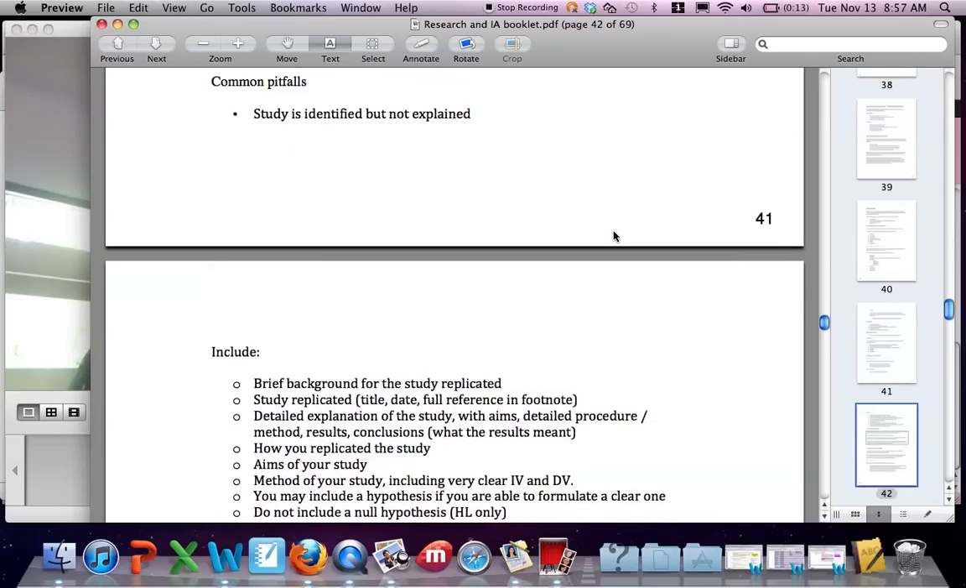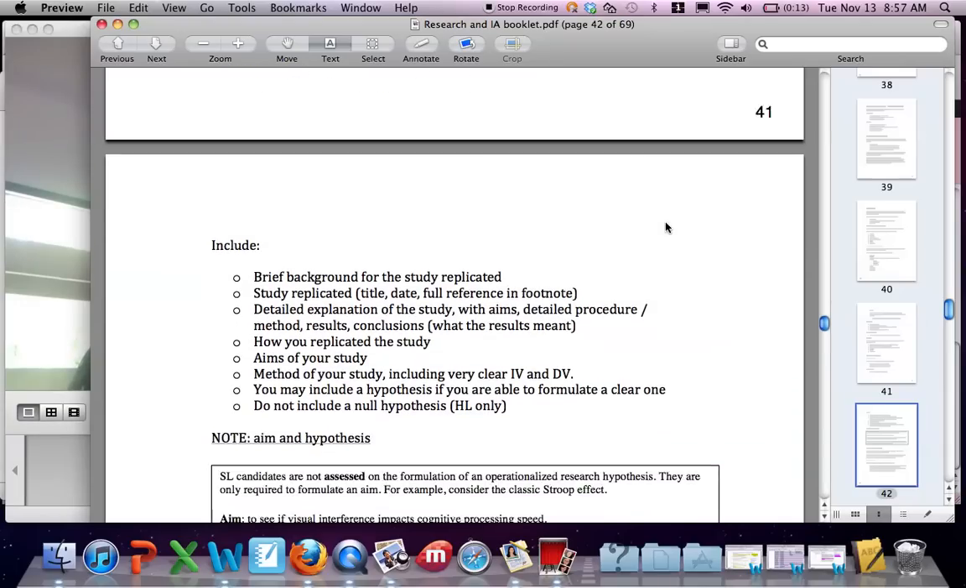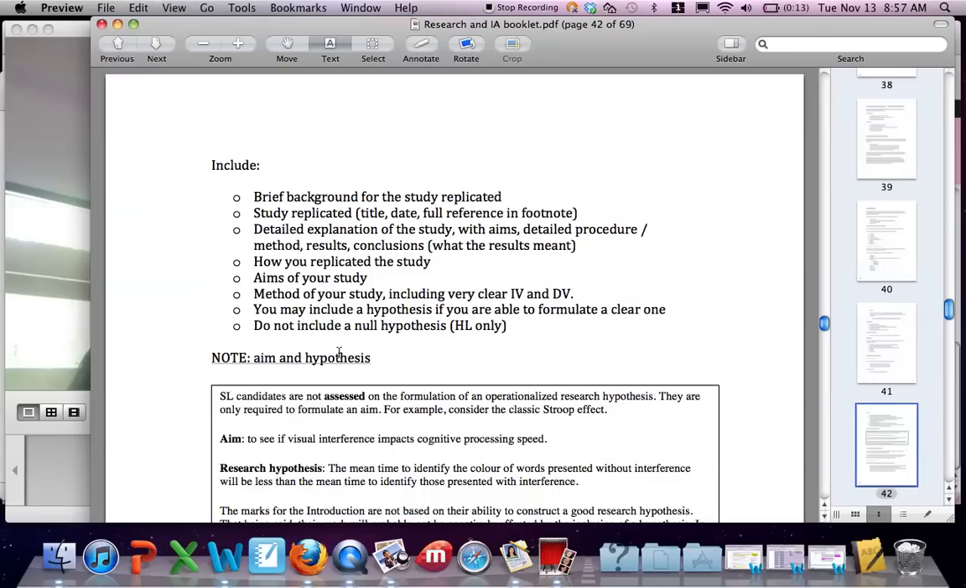Some of the common pitfalls are that the study is identified but not explained at all. So I recommend you include a brief background for the study replicated. When was the study conducted? What was happening at the time? Why were they conducting that study at that point in the history of psychology? Very brief, okay, just a couple of sentences.